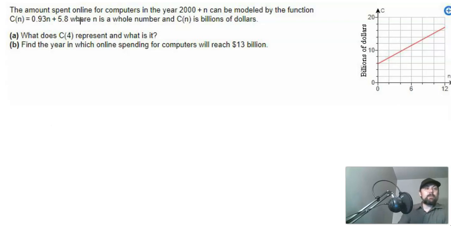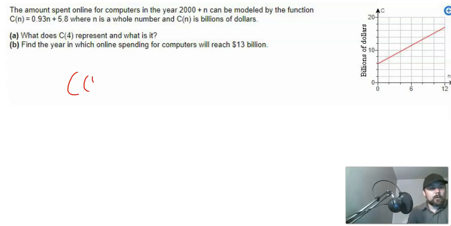The amount spent online for computers in the year 2000 plus n can be modeled by the function c of n equals 0.93n plus 5.8, where n is a whole number and c of n, and that's the function notation there, is billions of dollars, right? So if c is equal to 5, that's $5 billion, right? And n is just the number of years since 2000. So for 2005, n is 5. For 2020, n would be 20, right? What does c of 4 represent, and what is it? So what does it equal?